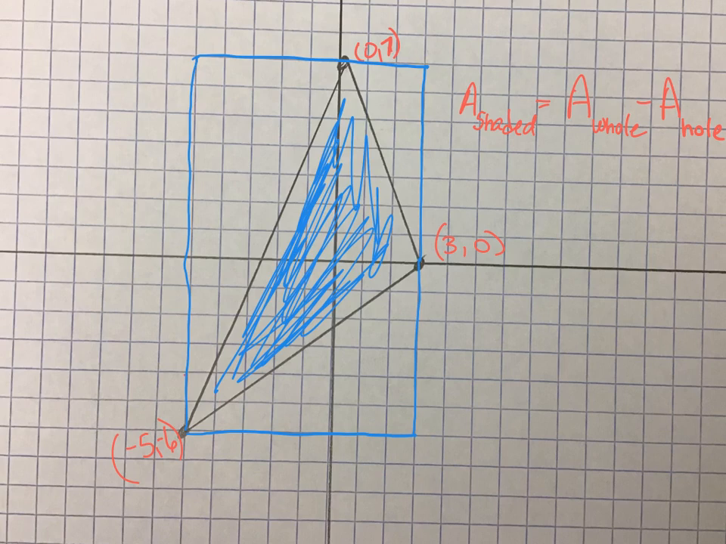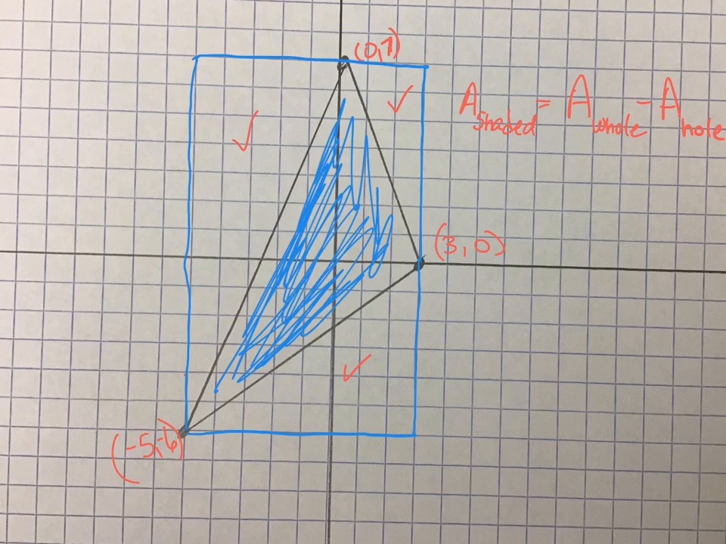So what does this formula mean? It means you find the area of the whole shape, the whole rectangle, which is easy. Most people know how to find the area of a rectangle. And you subtract the area of these 3 holes in the picture, and what's left is the area of the triangle, okay?